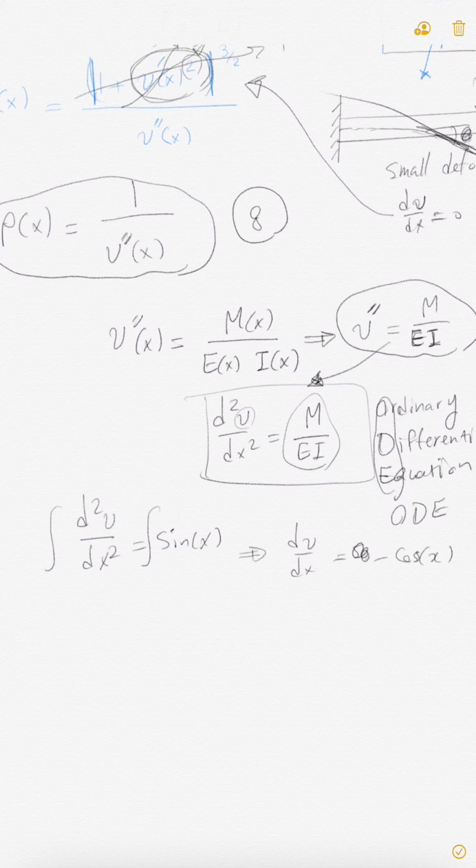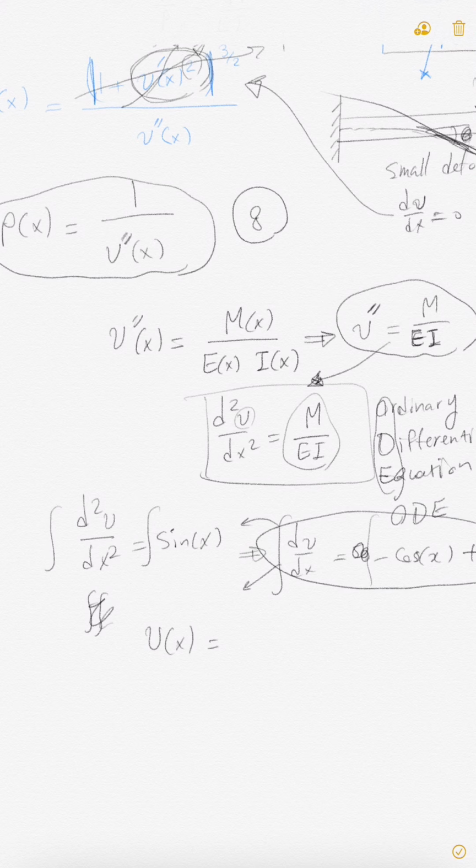Why? Because if you take the derivative of negative cosine x, it becomes sine x, right? Plus c1. This is simply taking the integral from both sides. You see, you get one constant of integration. You had this in calculus. Now take another integral. What do you get if you take the second integral? You take one more integral, so you get v at any x.